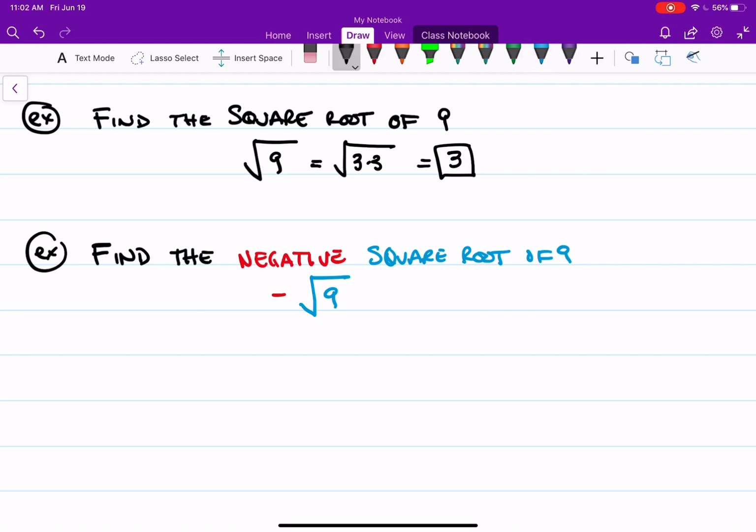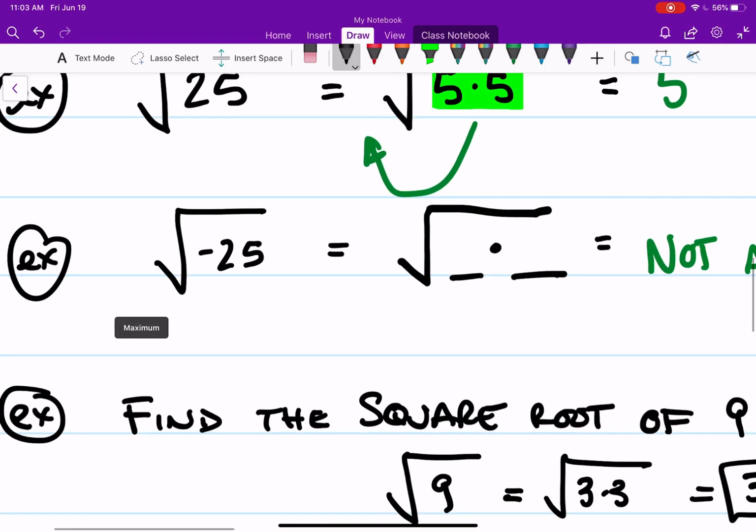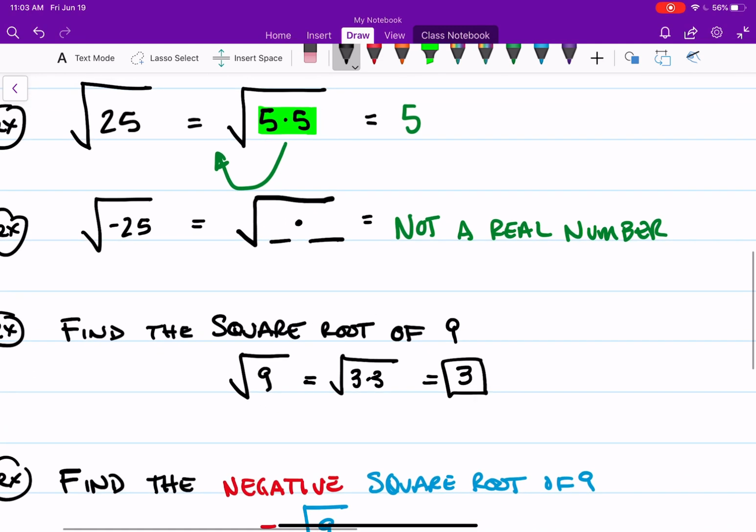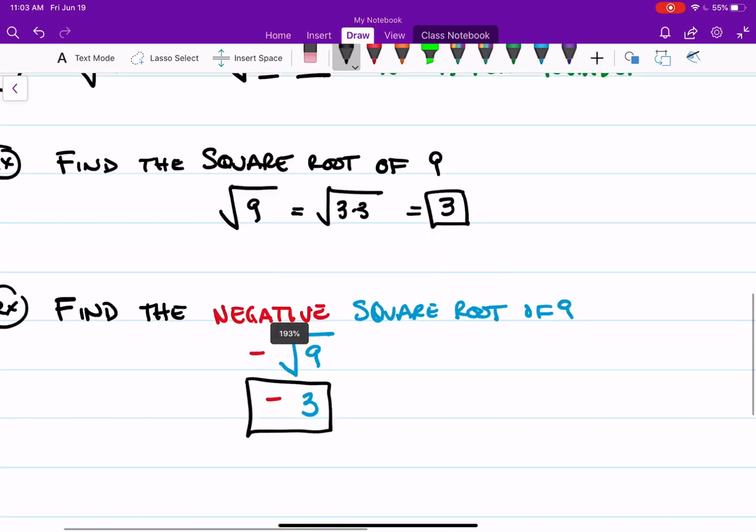So in this case, this is going to equal negative 3, because the square root of 9 is 3, and the negative is applied after the fact. So now this is my answer, because the negative is on the outside. Up here, notice how the negative is on the inside. If the negative is on the inside, then I can't take the square root of it, because I can't find a pair of numbers that are exactly the same to get negative 25.